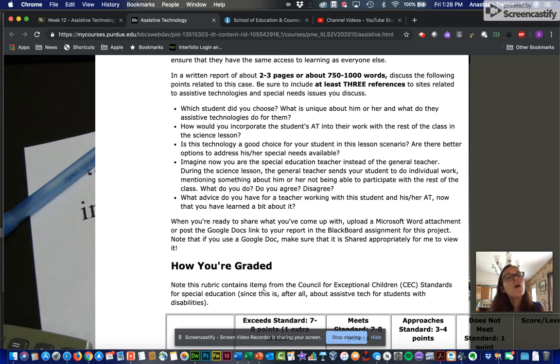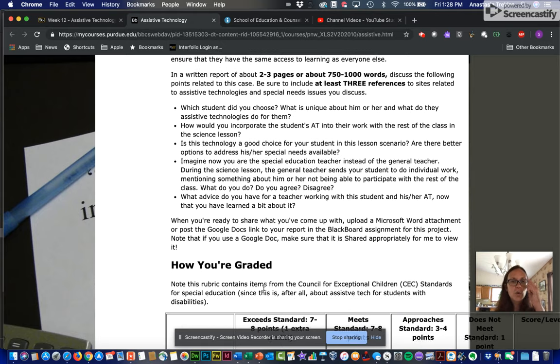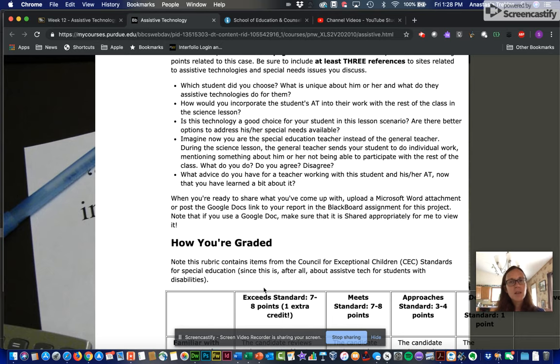And then also offer advice. What if you're working with the student maybe as a special ed teacher and you've got another teacher there? What advice are you going to give them to help them work with their technology and work better in that classroom? So that's the guiding questions for our paper.